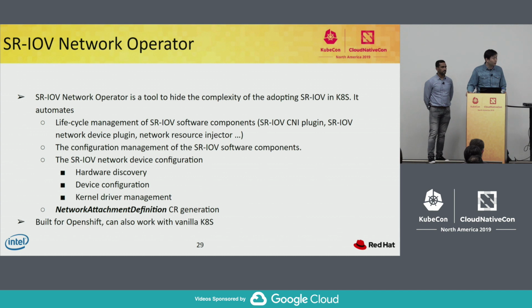The SR-IOV network operator is built for OpenShift. However, it can also work with vanilla Kubernetes. So if you are interested, you can just try it in your cluster.